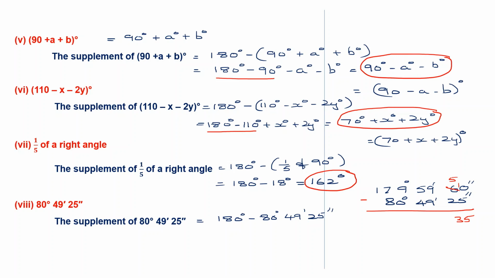Now let's go to the minutes. 9 minus 9 is 0. 5 minus 4 is 1. Let's go to the degrees. 9 minus 0 is 9. 7 minus 8 you can't do, so borrow from here. 17 minus 8 is 9. So we have 99 degrees, 10 minutes and 35 seconds. So this is our answer. Let's write that down here. The final answer is 99 degrees, 10 minutes and 35 seconds. This is our final answer.